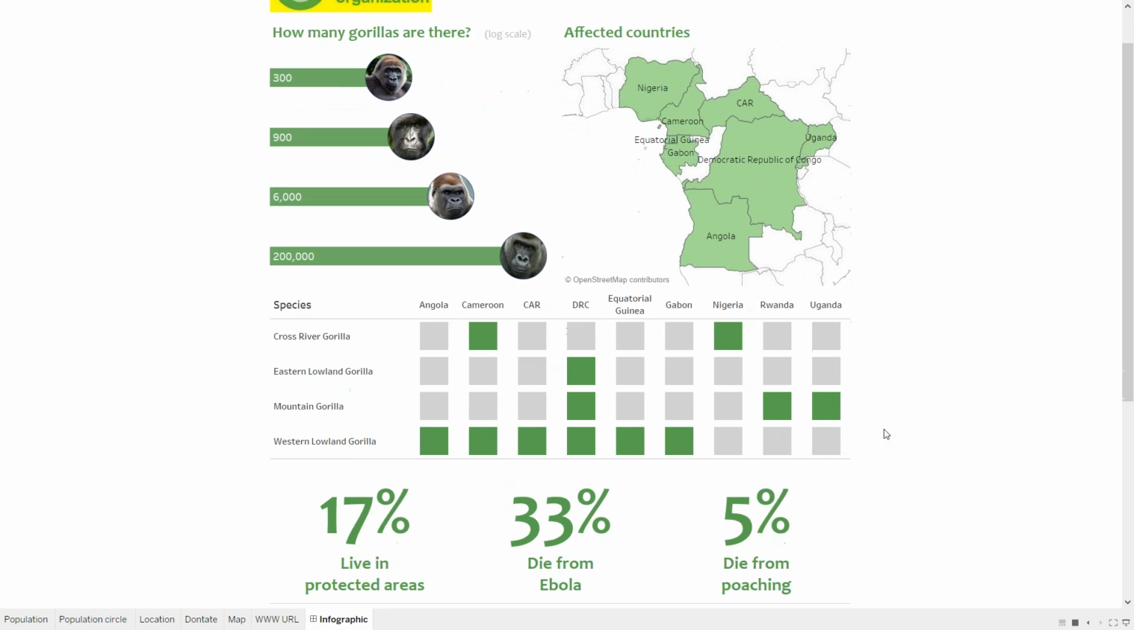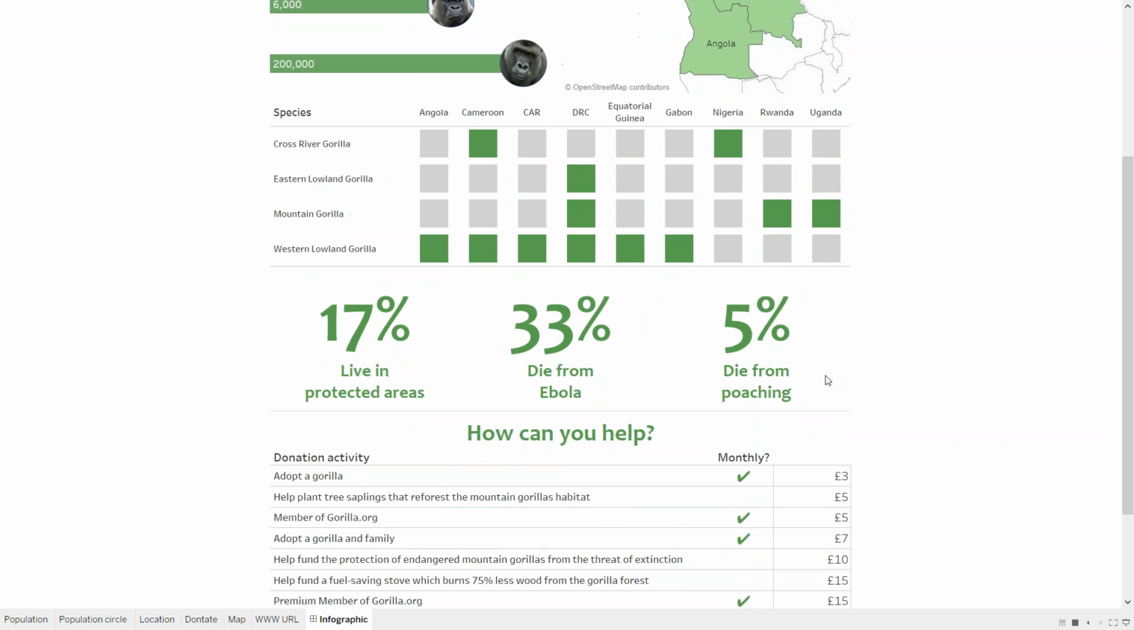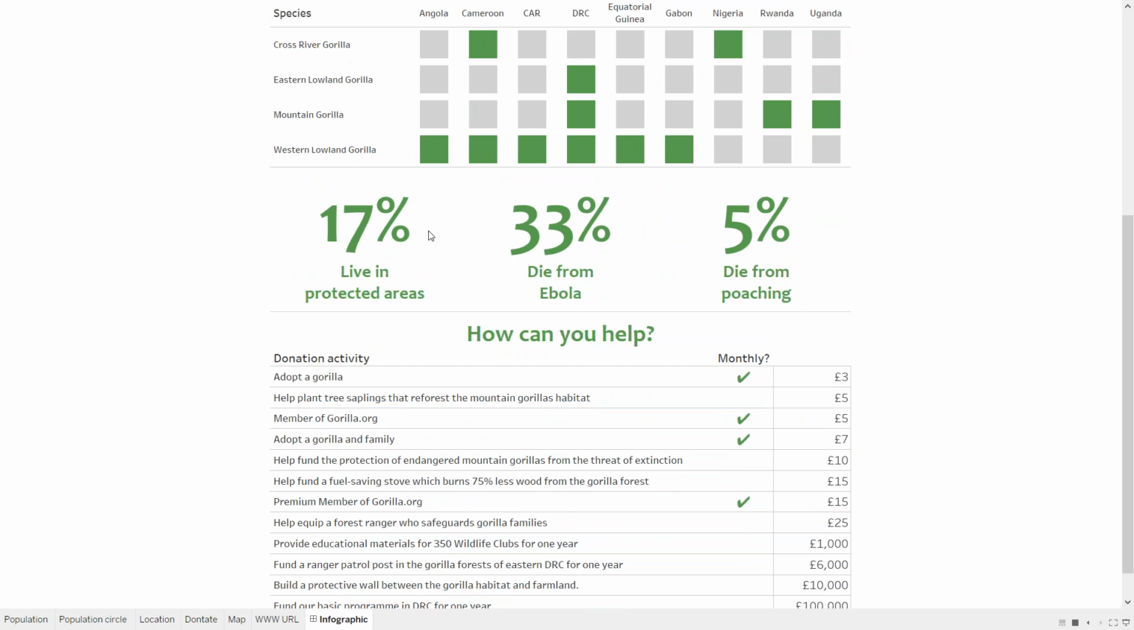And then this next graphic here shows, the green dots show which countries each of the different types of gorillas are in. So you've got Cross River Gorilla is in Cameroon and Nigeria. The Eastern Lowland Gorilla is just in the DRC, and so on. And then a couple of large key numbers here. So 70% live in protected areas, 33% die from Ebola, and 5% die from poaching.